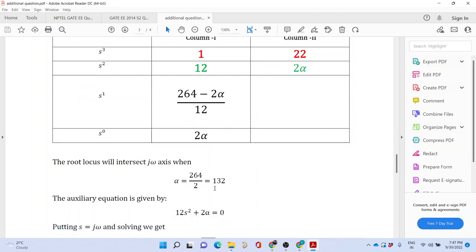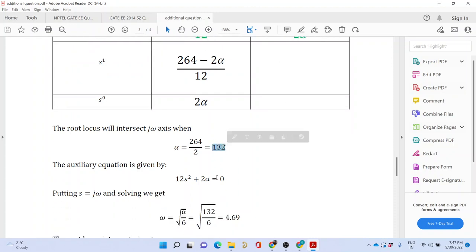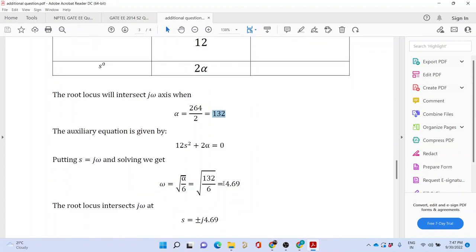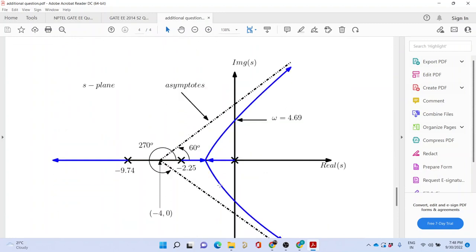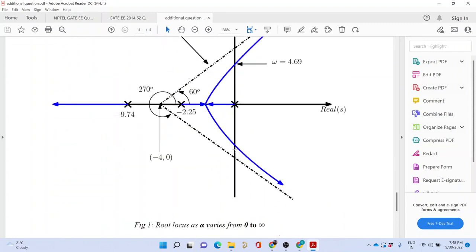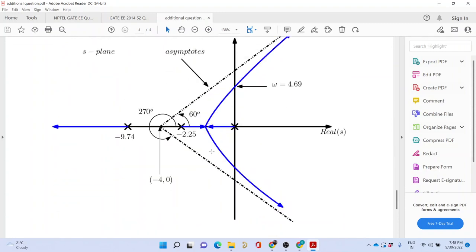Now the intersection with the j omega axis would be the solutions of the auxiliary equation, which is given by 12 of s square plus 2 into alpha, where alpha is 132. So you put that and you get omega equal to root over of 132 divided by 6, that is 4.69. So this would be the intersection of the root locus with the j omega axis. After that, I have drawn the root locus for you.